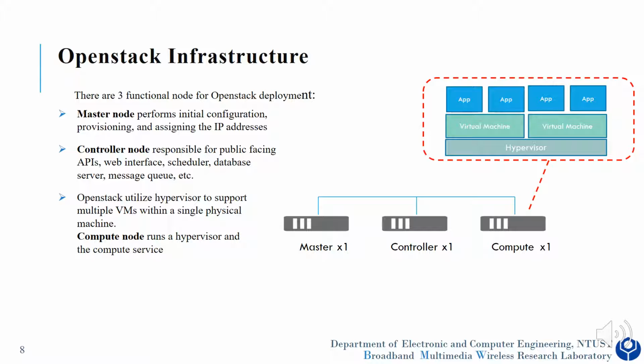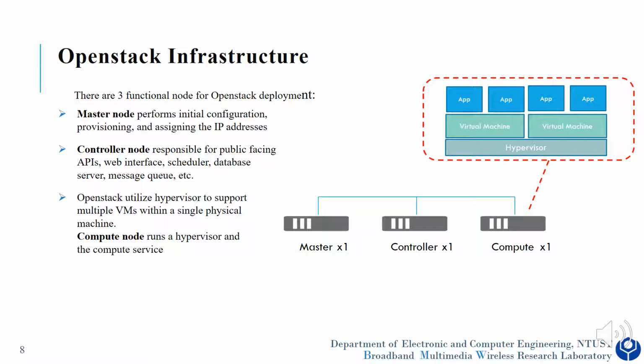OpenStack has three functional nodes to deploy. The first is the master node, which performs the initial configuration, provisioning, and assigning IP addresses for the rest of the two. And here are the control and compute nodes. The controller node is responsible for the public API, web interface, scheduler, database server, and everything else.